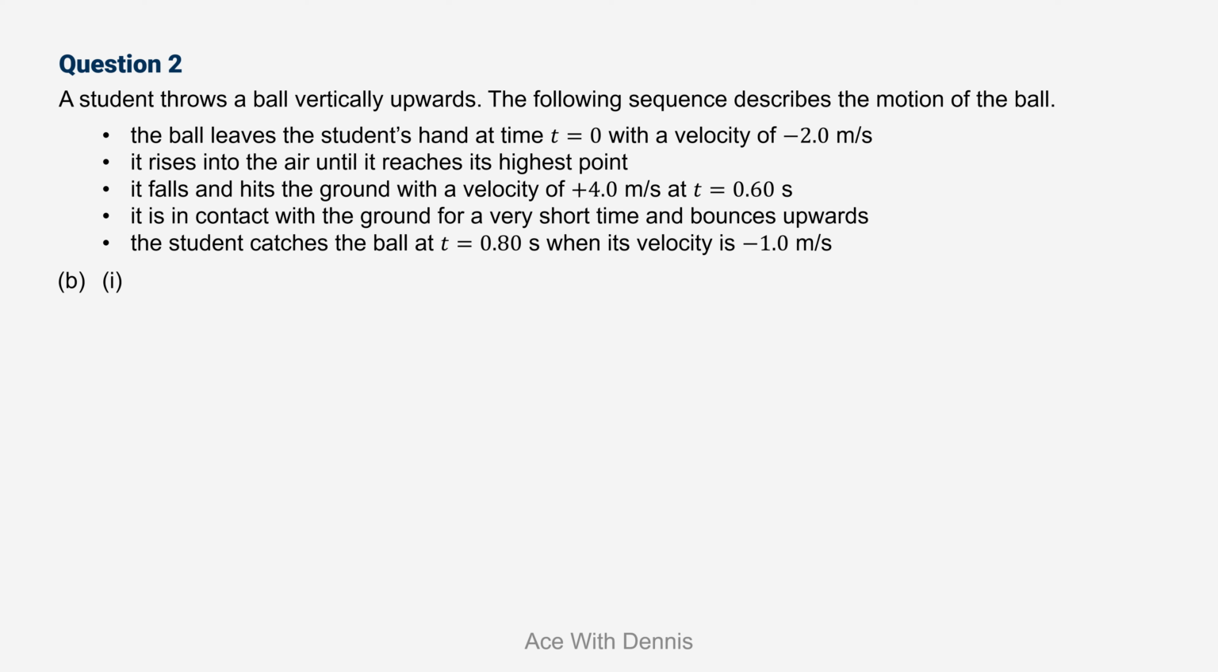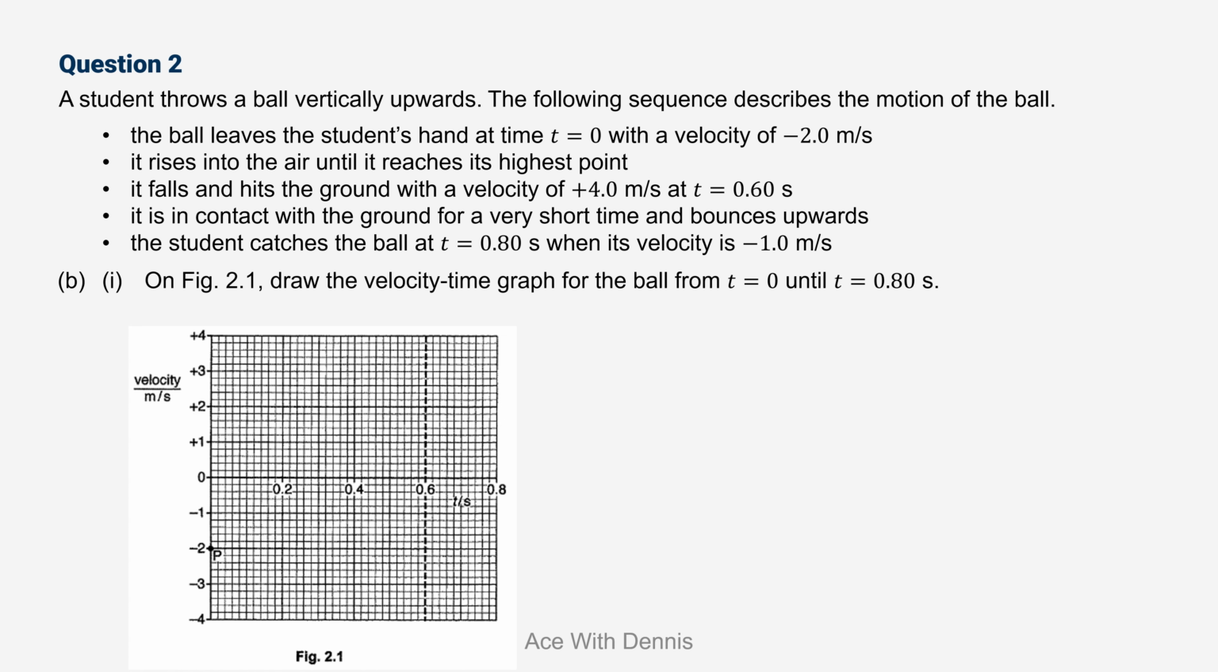B. Part 1. On figure 2.1, draw the velocity time graph for the ball from t equals 0 until t equals 0.80 seconds. The initial velocity is marked as point P on the graph. 3 marks. So, to complete this velocity time graph, we need to plot the points one by one. So for the first point here, the ball leaves the student's hand at time equals 0 with a velocity of negative 2.0 meters per second. This is already marked by the point P here. Okay, now we move on to the next point.